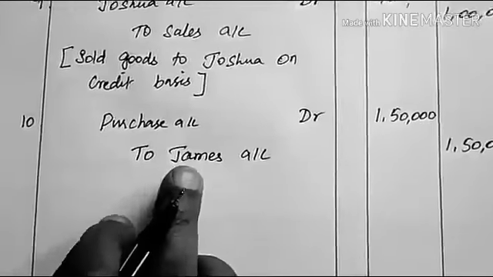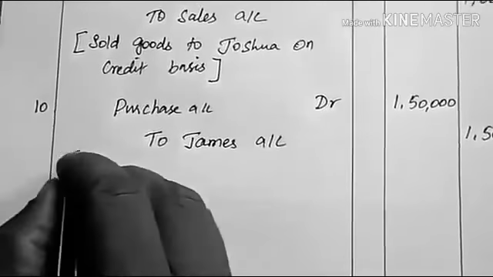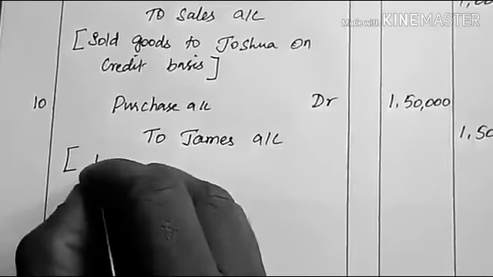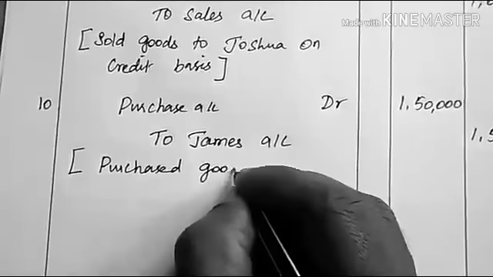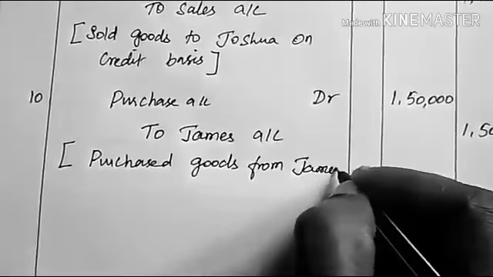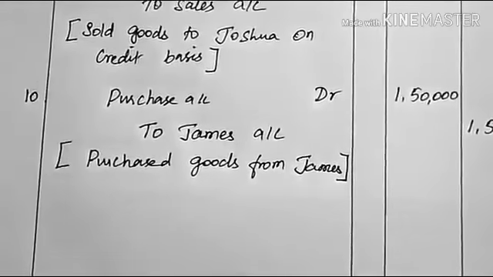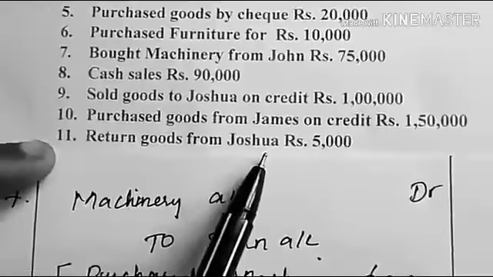Okay, instead of cash, you have to write the name of the person from whom you purchased the goods. So what is the narration? Purchased goods from James. Next transaction. Returned goods from Joshua.